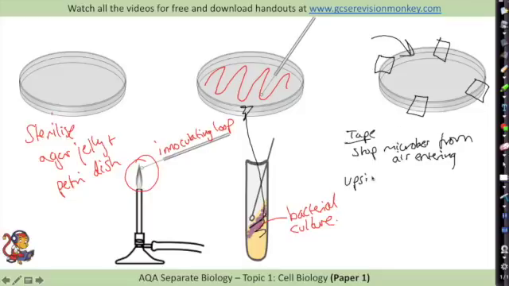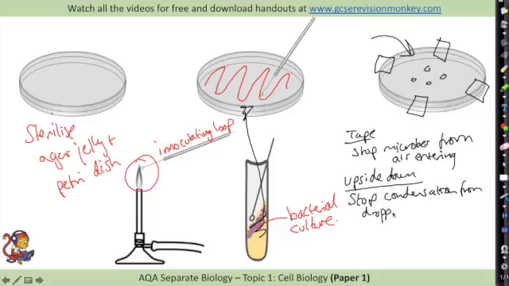We also store it upside down because we don't want the condensation to drip back onto the agar jelly. So if we leave this in a warm environment, there'll be condensation on the lid, and if we left it this way up, that would drip down and ruin the bacterial culture. So here we have storing it upside down to stop the condensation from dropping onto the agar and the bacteria.